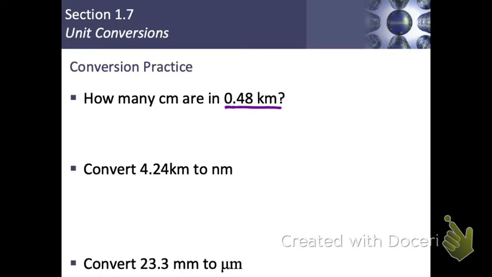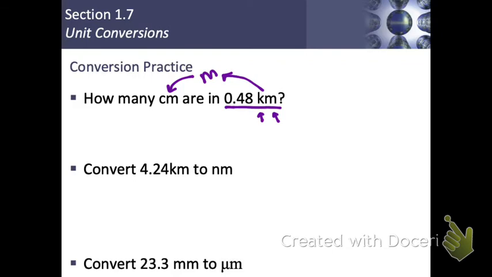How many centimeters are in 0.48 kilometers? Can you go directly from kilometers to centimeters? Do I know exactly off the top of my head how many centimeters are in a kilometer? No. But what's my middleman between those two things? Good. So I'm going to go kilometers to meters to centimeters. Does everyone feel okay about how we determine the middleman there? Kilometers, KM. K is the prefix for kilo. That's the unit meters.